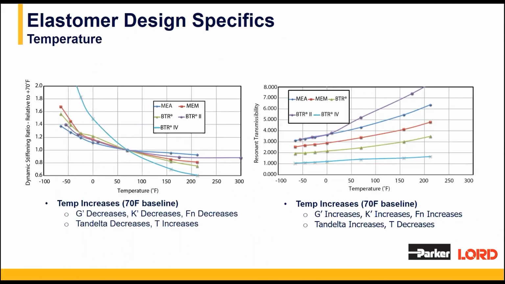Second is temperature, which I think we all recognize the effect. On the left-hand side, we see a graph with temperature on the x-axis, and we have a stiffening ratio on the y-axis relative to room temperature. If we look at this trend as a whole, it's exactly what we expected. As we head left and decrease temperature, elastomer stiffens. As we head right into higher temperatures, the elastomer softens. And as we see, each elastomer has a unique characteristic associated with it. On the right-hand side is a similar graph, but on the vertical axis, we have the resonant transmissibility. So not only are we affecting the stiffness of the part, but we're affecting the max transmissibility at resonance.